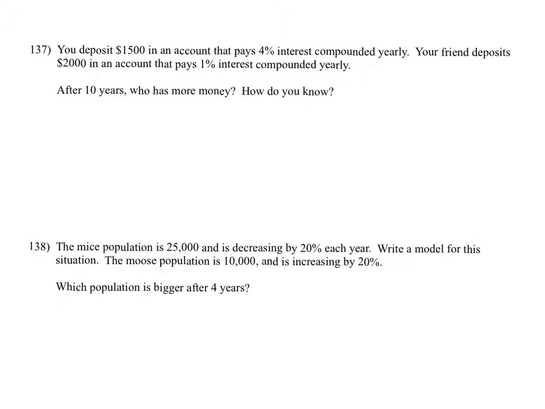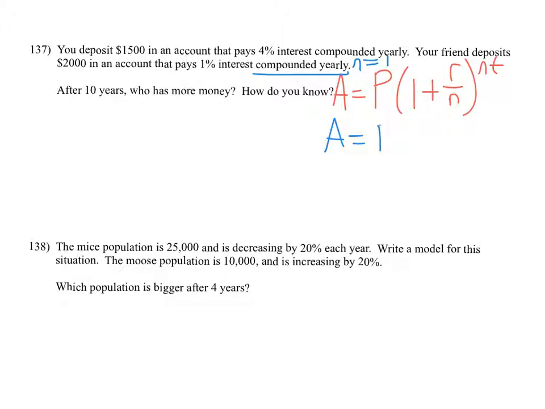For number 137, now we're into log models. This is a really important set of problems. You probably have a couple of these that you'll need to do some work in a similar fashion. We're looking at A is equal to P times 1 plus r over n to the nt. You probably will have one problem where you have to deal with an n, one where you don't. Compounded yearly, that hint is that n equals 1. So what we're really looking at is A equals P times 1 plus r over 1, which is just r, and 1 times t is just t.